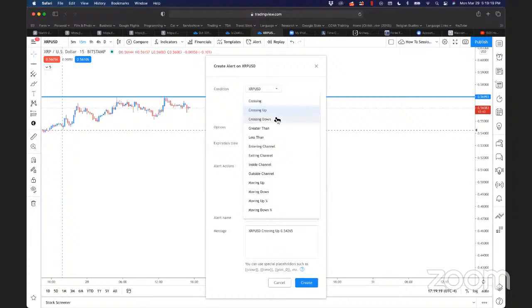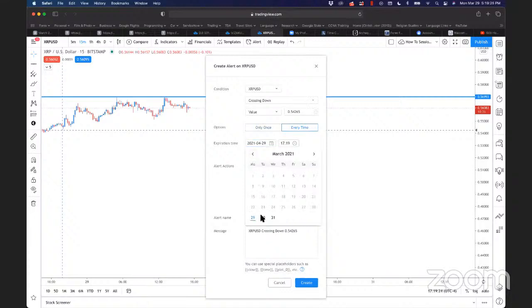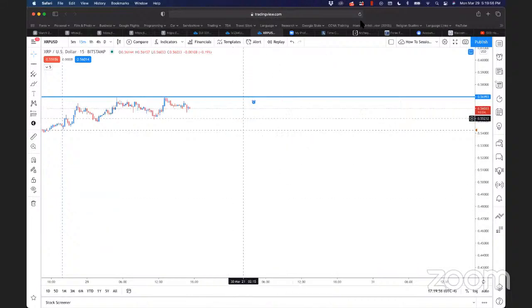Well, since we're below it, let's do crossing down every time. Set the expiration date, and then add a note: sell breakout below, whatever the price is. That way you don't forget what you did and why you did this alert. Because a lot of times you just kind of go brain numb. You don't even remember why you put this alert in. So you kind of want to put some notes on it, so that way you can get it in.